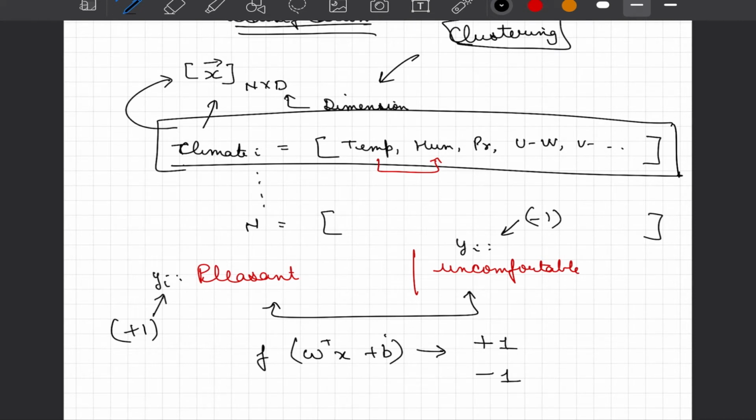So let us say you are looking into a classification problem of a healthy person versus an unhealthy person. Basically there you would look into certain medical attributes as features, and your yi's would be healthy or non-healthy, or the person is positive for a particular disease or he or she is not positive for that particular disease.